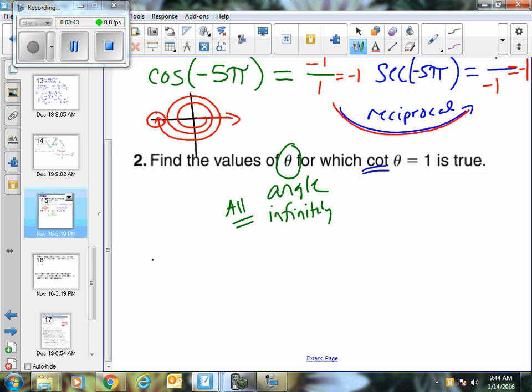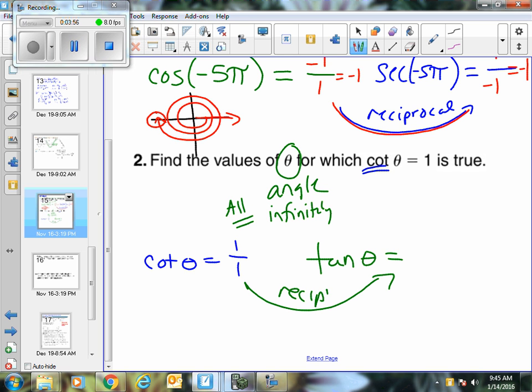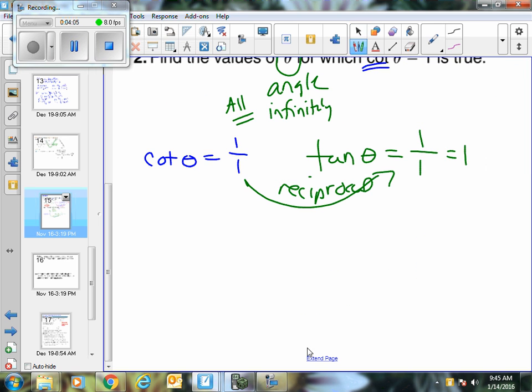So if cotangent of an angle is equal to 1, so I'll write it as a ratio, that means tangent of theta would be equal to the reciprocal again of that ratio. Now in this case, the reciprocal of 1 is still going to be 1. So you're going to be looking for when tangent is 1. But what if cotangent was equal to square root of 3? Then that means tangent would have been 1 over square root of 3 or square root of 3 over 3. So we actually do have to flip.